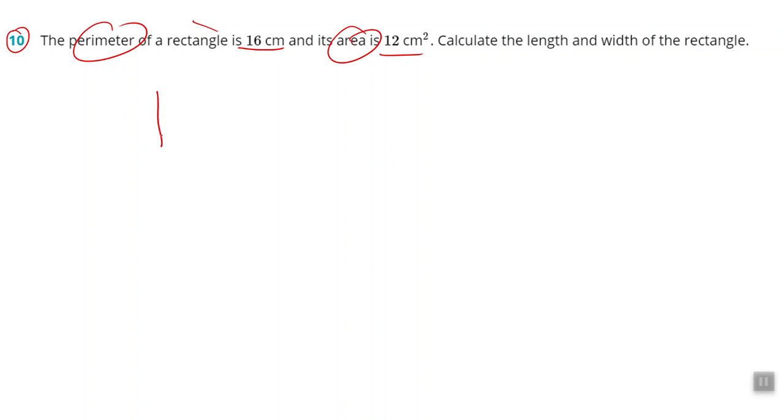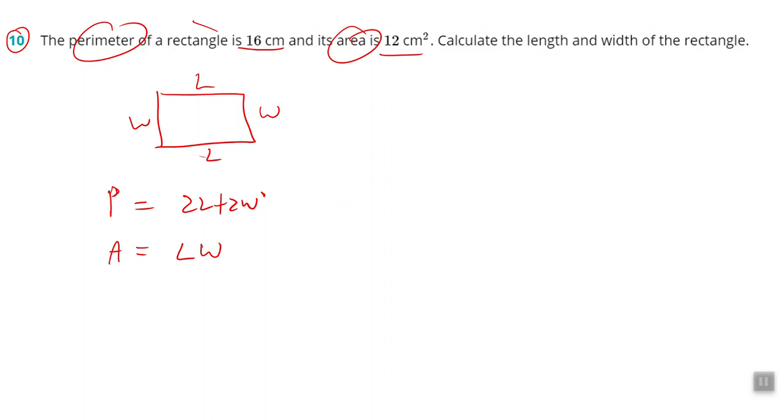Okay, so let's draw a rectangle. We know the rectangle is length by width. The perimeter is given by 2 times the length plus 2 times the width, because it's length and length, width and width. The area is given by length times width, or LW, when you multiply them.